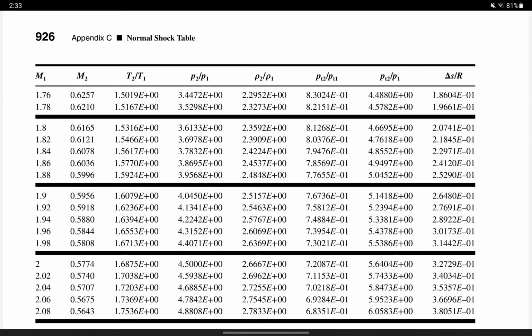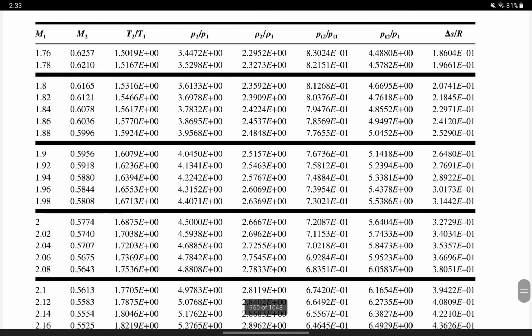So if you want to use the equations to solve the problem, you are welcome to do so, but you have the tables available, right? I haven't seen anyone who uses the equations, honestly. Any questions?